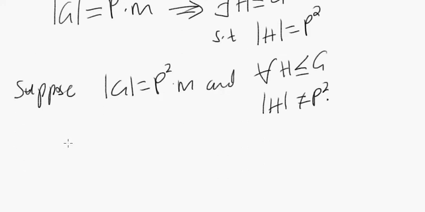So before, what we'd said was that, well, now we have an issue. If the order of H is not p squared, then we probably have more possibilities.